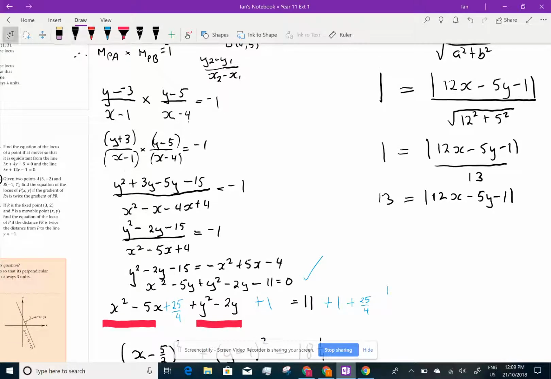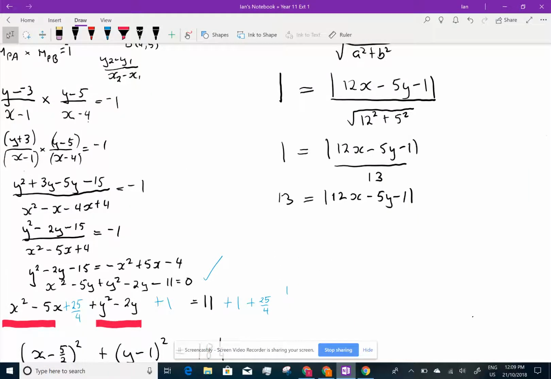And I immediately go, now, some students, when they get to this stage, like to go, oh, I'll make it plus or minus 13. And that will work, but I'd rather you didn't do that. Please don't do that. Absolute value means you take the absolute value of what's inside the absolute value brackets. So you really should do that. So 13 equals, now if I take the negative case, minus 12x plus 5y minus 1. And we'll take everything over to the left-hand side, and we get 12x minus 5y plus 14 equals 0.